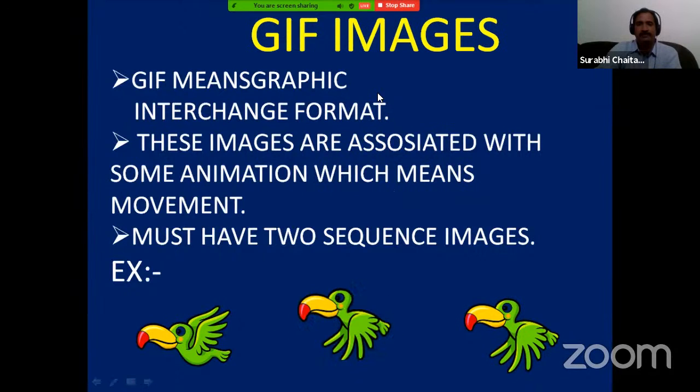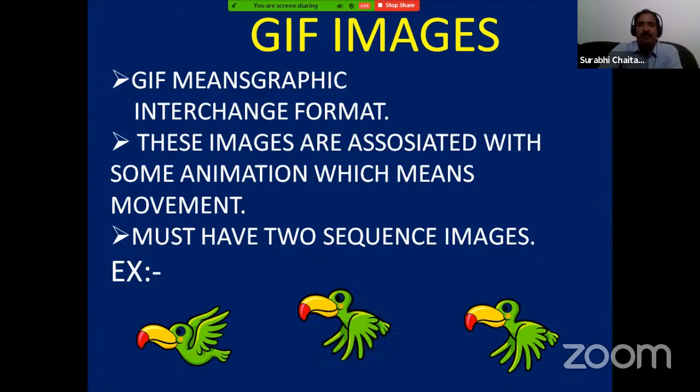Now, GIF image. It means graphics interchange format. Here we have seen some PNG images. Pictures 1 and 3 are PNG images without any background. For that, we can create a GIF. Now, it is a bird which is flying. It is an image of a bird which is not flying. Now, we can give animation to the bird which is flying. Now, these images are associated with some animation. That means it is graphics interchange format, GIF.